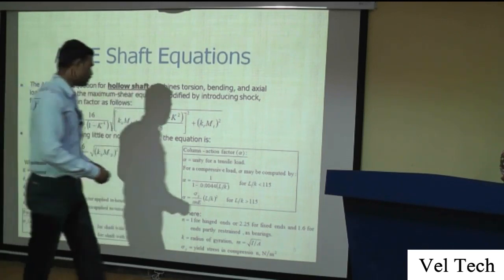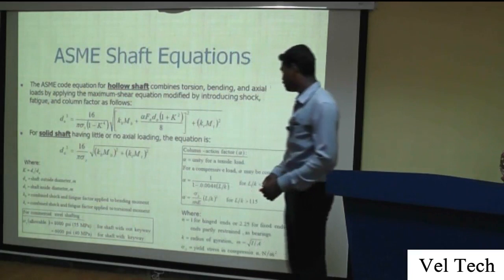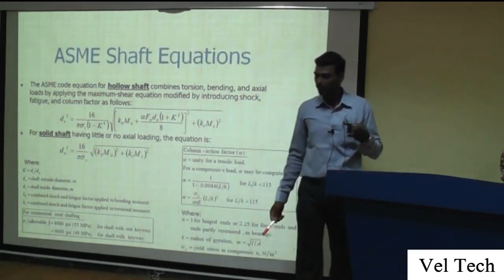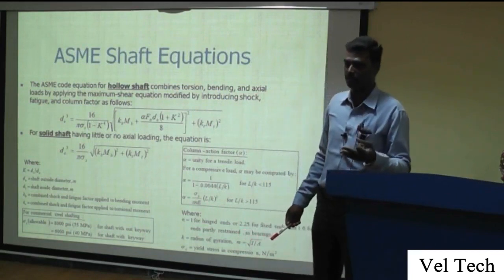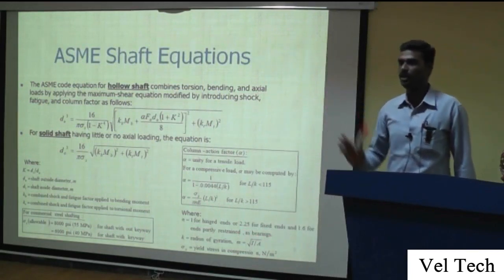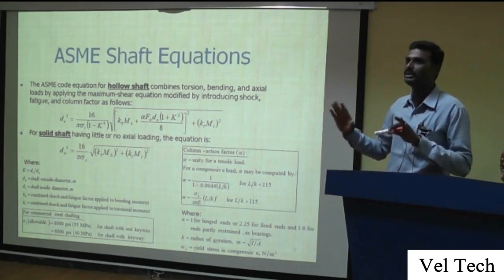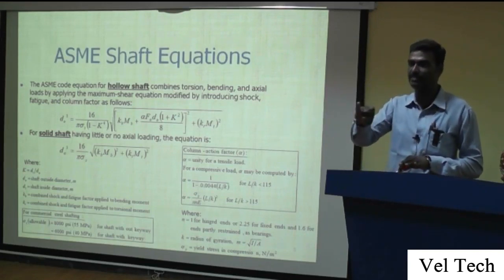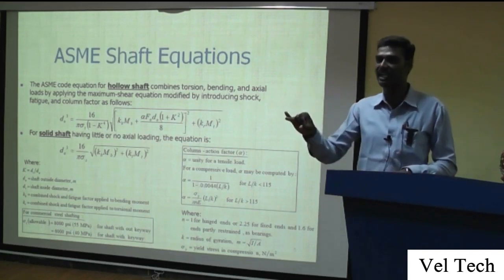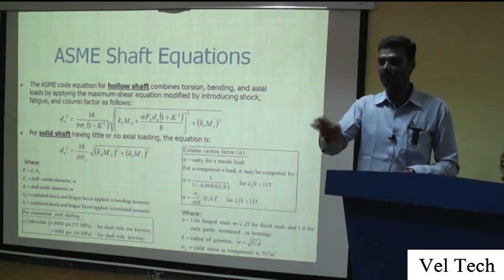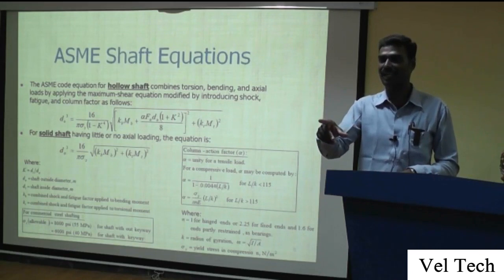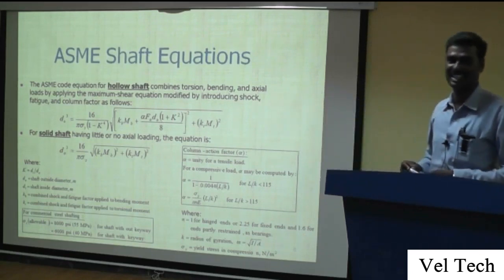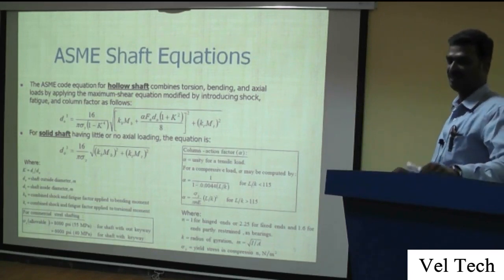And similarly, for the equivalent bending moment, when we use the maximum principal stress theory or normal stress theory, both are the same. The formula is Mb plus root of Mb square plus Mt square, to find out whether the design is safe or not. So what is that? It produces the same bending stress in the shaft under the combined action of bending moment and torsional moment.